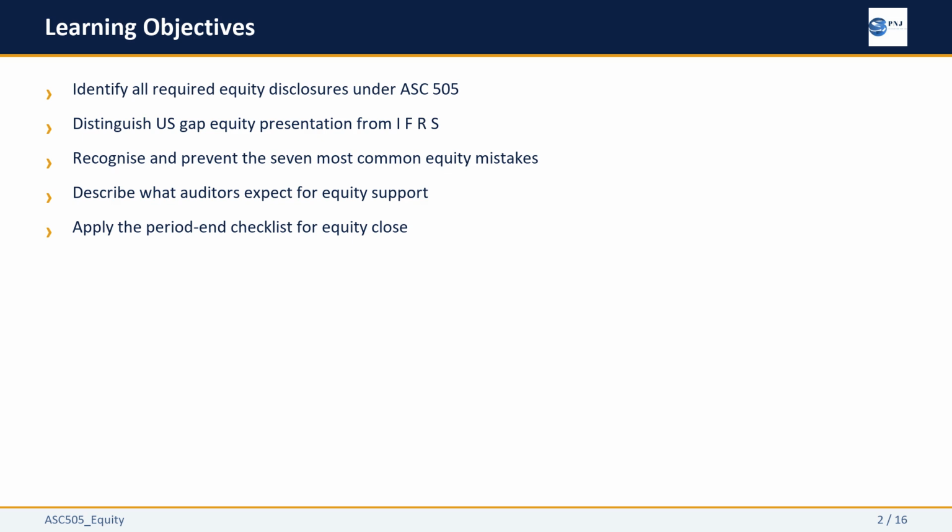By the end of this section, you will be able to identify all required equity disclosures under ASC 505, distinguish how US GAAP and IFRS handle equity differently, recognize and prevent the 7 most common equity mistakes, describe what auditors expect from your support package, and apply the period-end checklist to ensure equity close is complete and defensible.